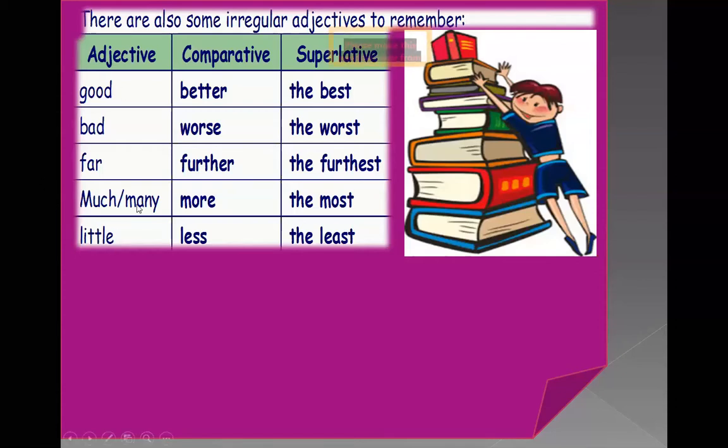Also, we have much or many. The comparative is more, and the superlative is the most. Little: the comparative is less, and the superlative is the least. Okay.